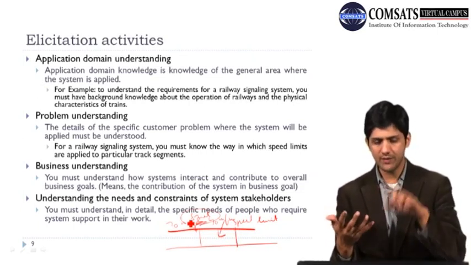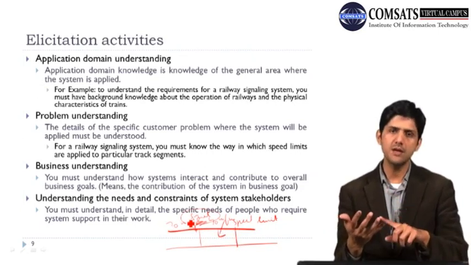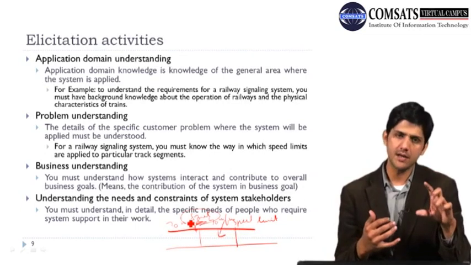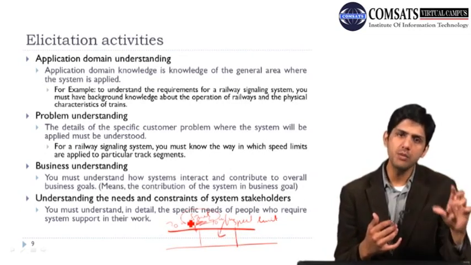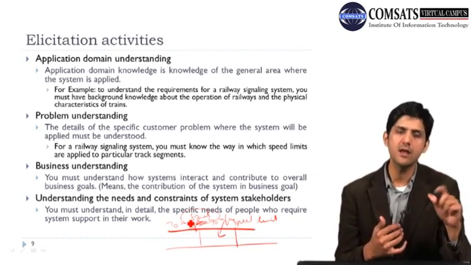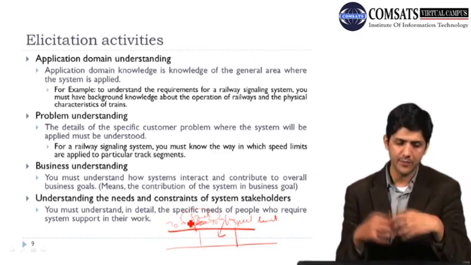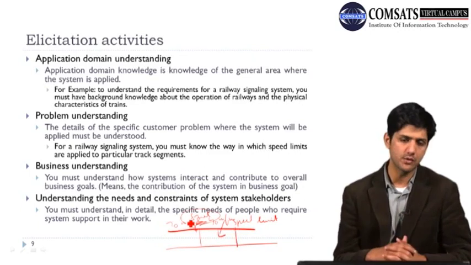So we have seen that elicitation activities are mainly divided into 4 categories. Number 1 is application domain understanding, number 2 is problem understanding, number 3 is business understanding, and number 4 is understanding the needs and constraints of the end user, or the people who are actually going to use this particular product.